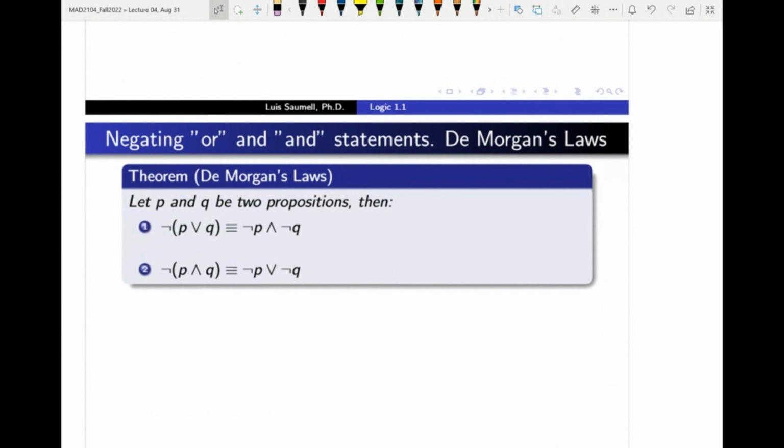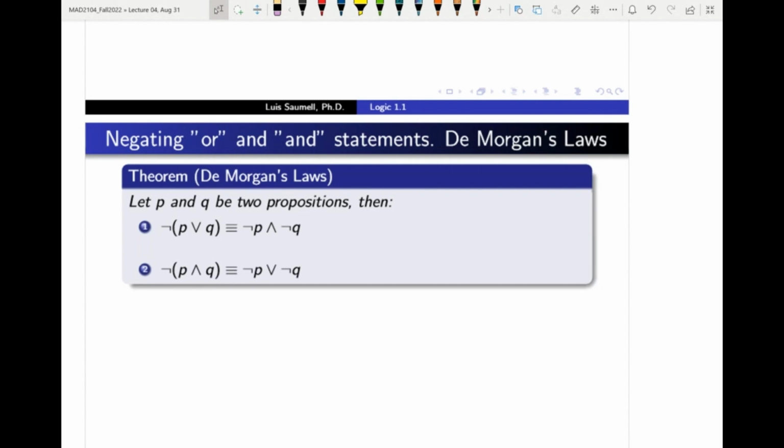Basically, this is the theorem that tells you how to negate an or and how to negate an and statement. De Morgan's law says that if you have an or statement, the way you negate it is, first of all, the or turns into an and, and you have to negate both parts. So this is not P and not Q. And similarly, how do you negate an and statement? The and turns into an or, and you have to negate both parts. So the negation of P and Q is not P or not Q. It's called De Morgan's law.